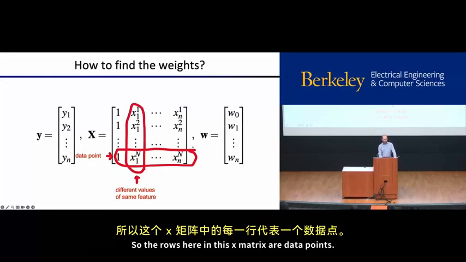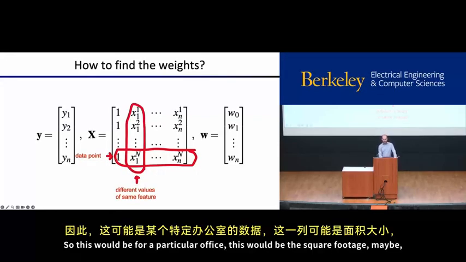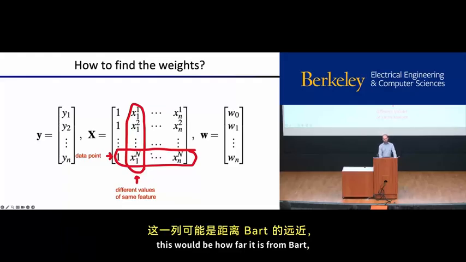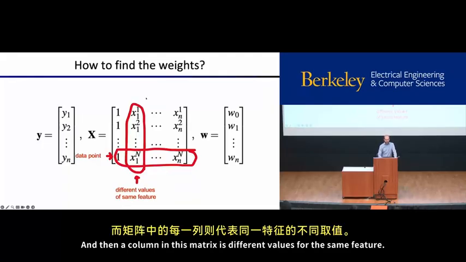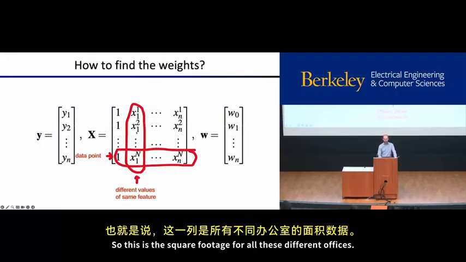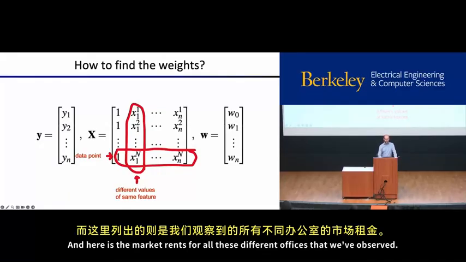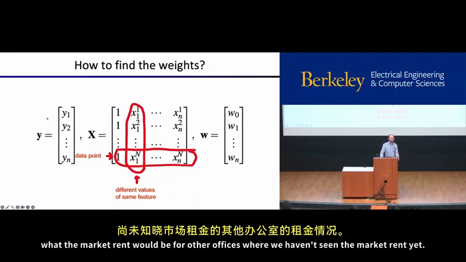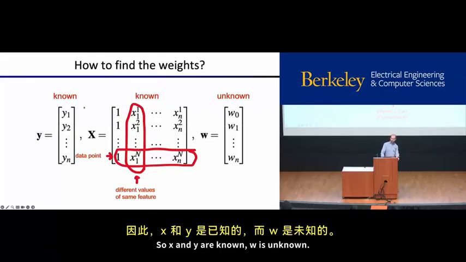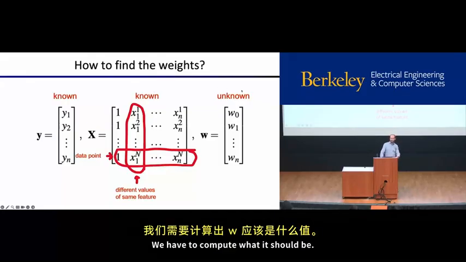So the rows here in this X matrix are data points. So this would be for a particular office. This would be the square footage, maybe. This would be how far it is from BART. This would be whatever the other features I showed you. And then a column in this matrix is different values for the same feature. So this is the square footage for all these different offices. And here is the market rents for all these different offices that we've observed. And we use this information to try to predict what the market rent would be for other offices where we haven't seen the market rent yet. So X and Y are known, W is unknown. We have to compute what it should be.